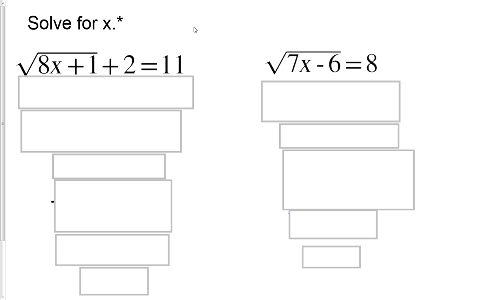Next couple. The square root of 8x plus 1, plus 2, equals 11. So again, kind of following PEMDAS, I'll write it out one more time here.